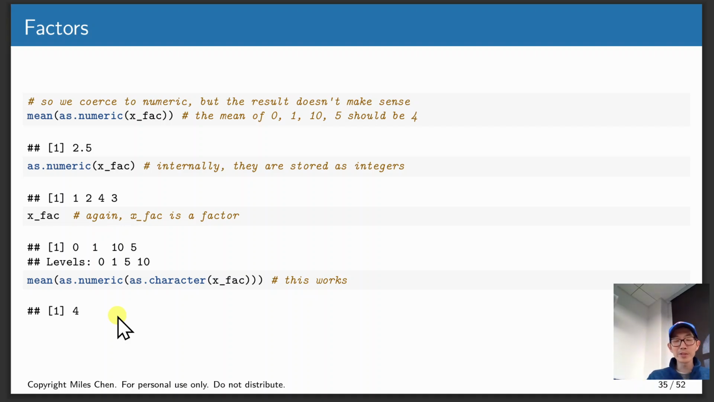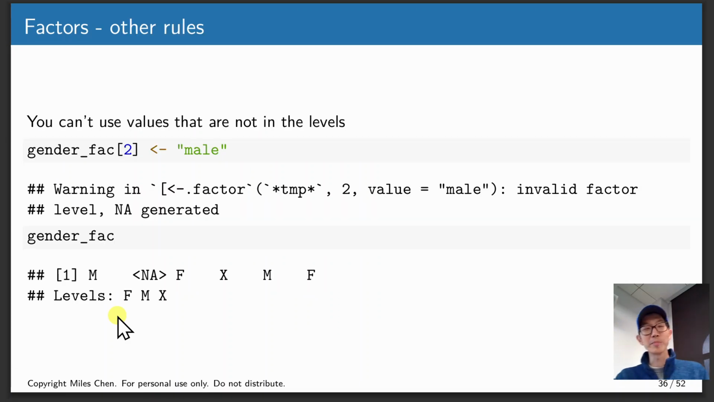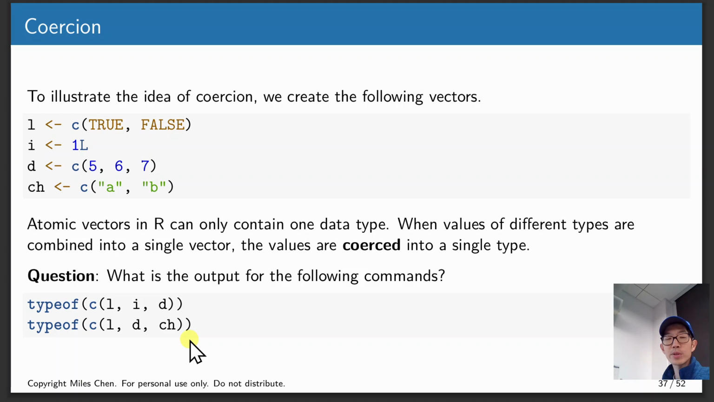And probably you should be asking yourself, why am I trying to take the mean of a factor in the first place? Because again, you're trying to take the mean of a categorical variable. Okay, other things with factors: if the levels are f, m, and x, and you try to assign something that doesn't exist, you get an NA.